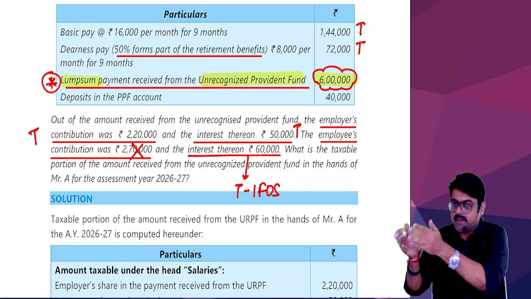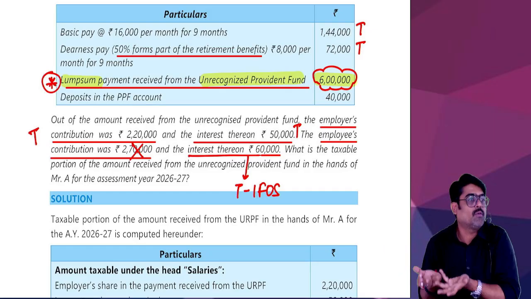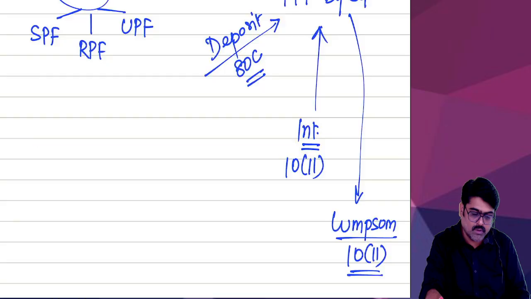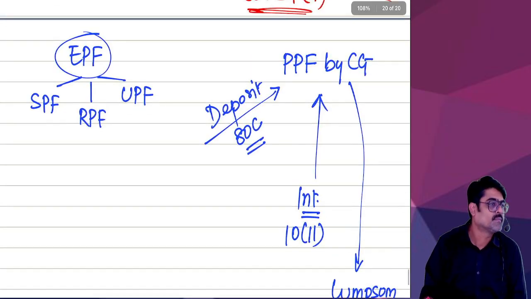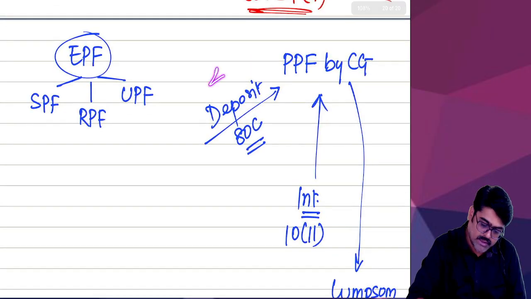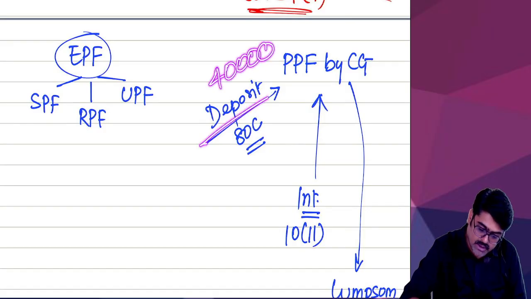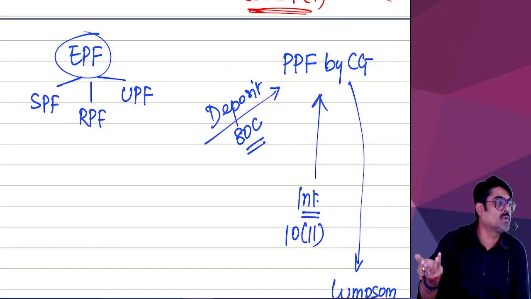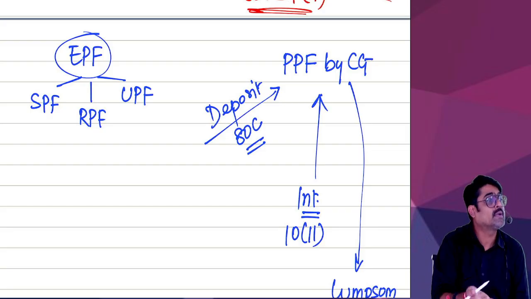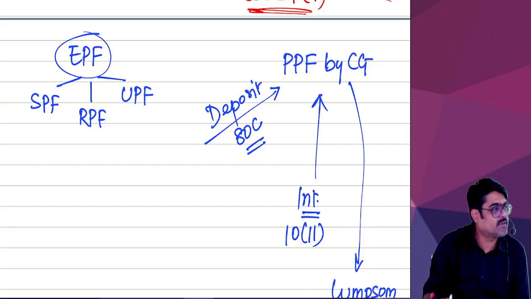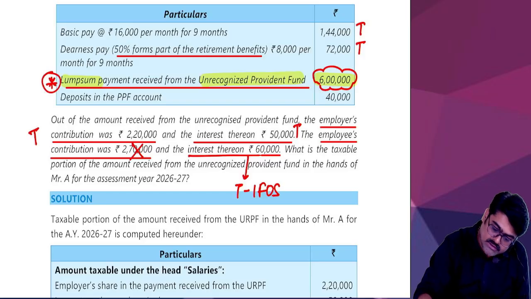Whatever amount you have deposited in this year, what will be the tax treatment? I've just now told you, 40,000 deposited in this year in the PPF account. What are you going to do? You are going to take the deduction under section 80C. Common sense. Will you remember? So tell me, for this deposit of 40,000, what are you going to do? Deduction under section 80C.